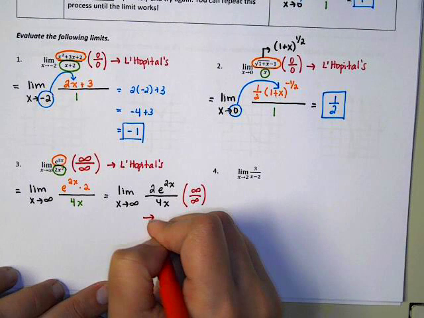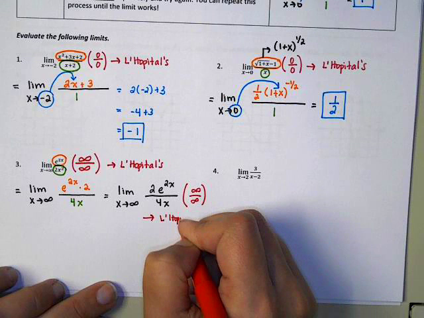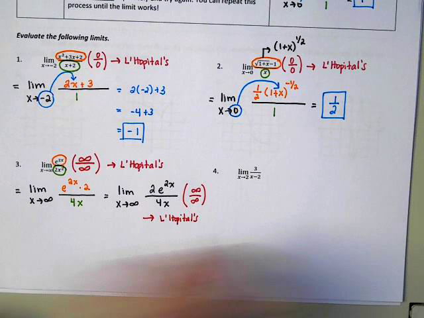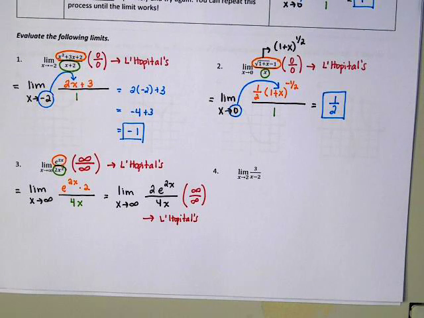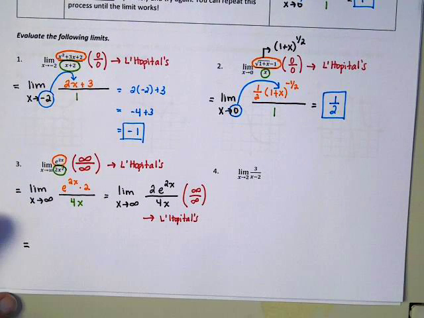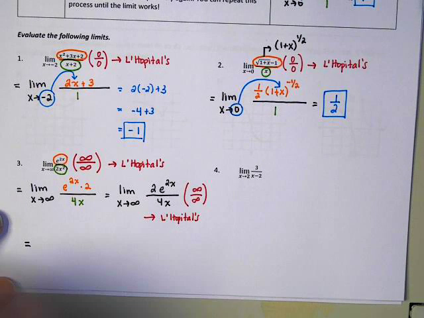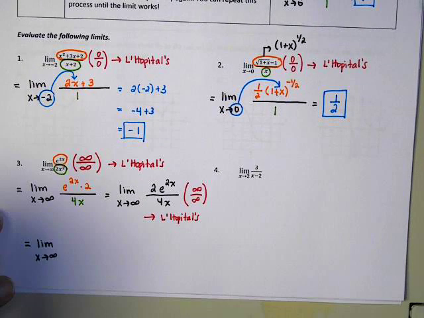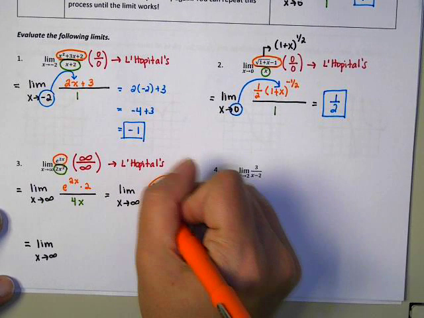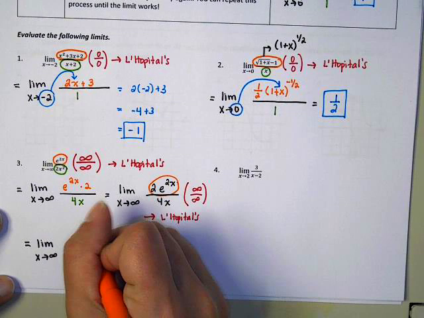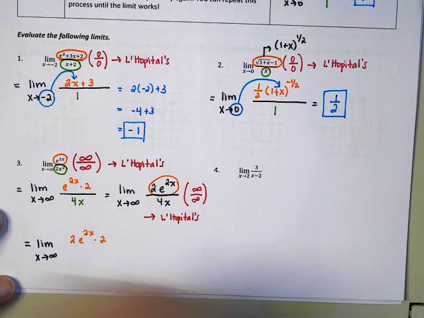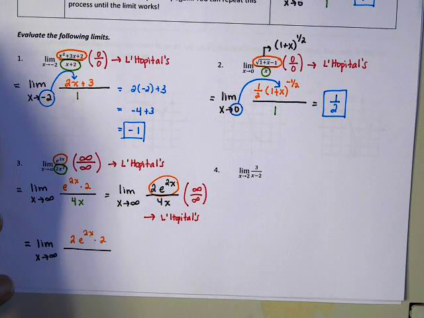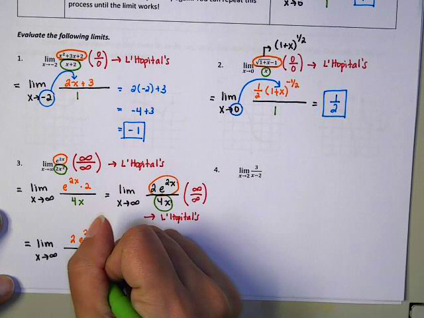So I'm going to apply L'Hopital's Rule for a second time. The nice thing about L'Hopital's Rule is that we can continue to apply this rule until we create a limit that does not give us one of our indeterminate forms. So my new limit here would be the limit as x approaches infinity. On the top, my new derivative would be 2e to the 2x times 2 again, because I still need to apply the chain rule for a second time, over, and on the bottom, the derivative would just be 4.